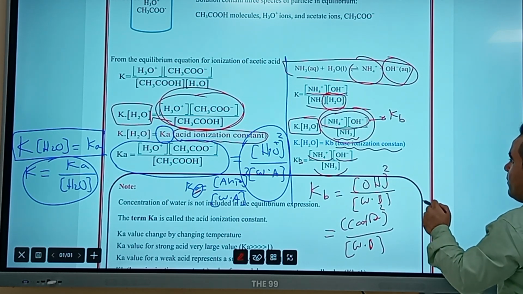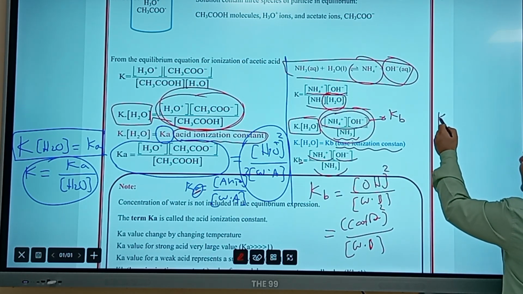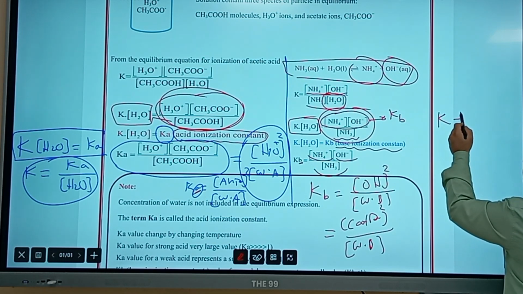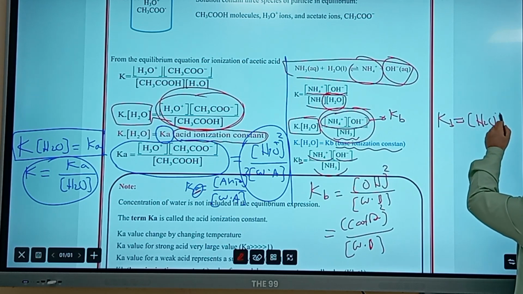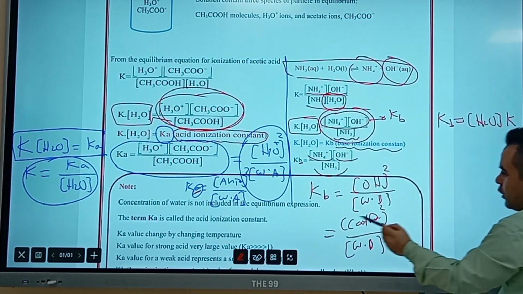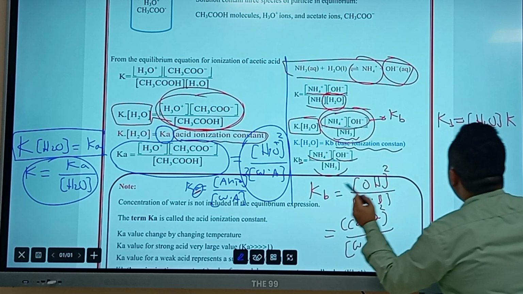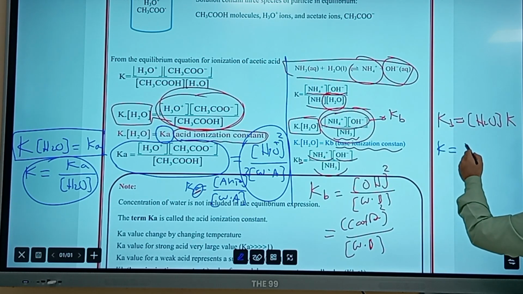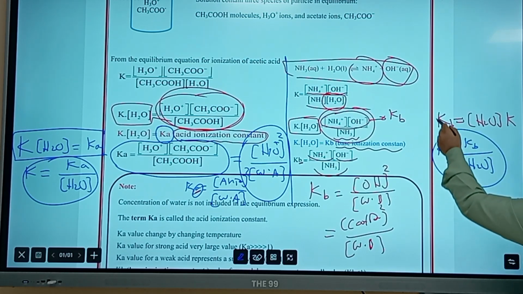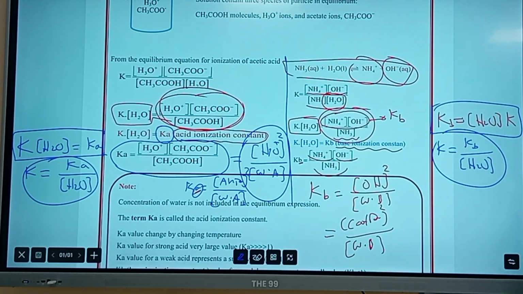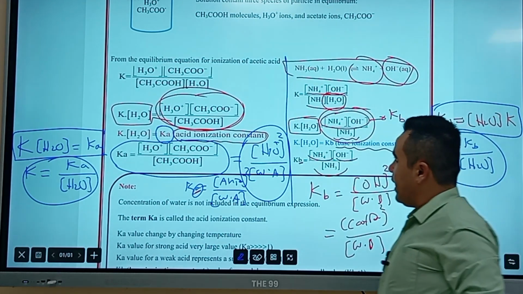And then, guys, what's the relation between K and Kb? Kb equals the concentration of H2O multiplied by K, which is the equilibrium constant, and then K equals Kb over the concentration of H2O. This one is the main and this is the derivative, representing the relation between the ionization constant of weak bases and the equilibrium constant expression, guys.